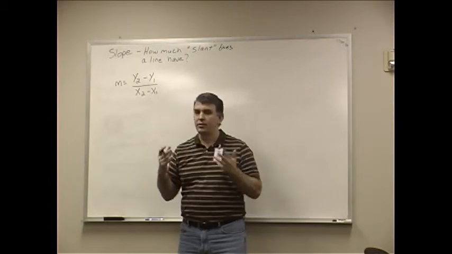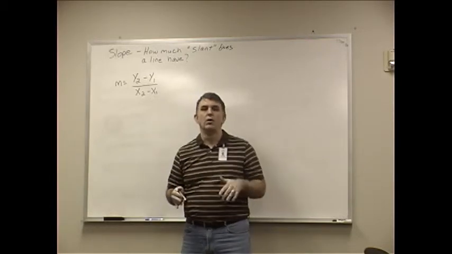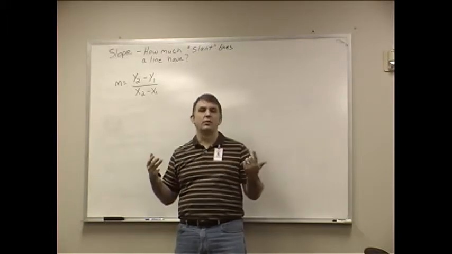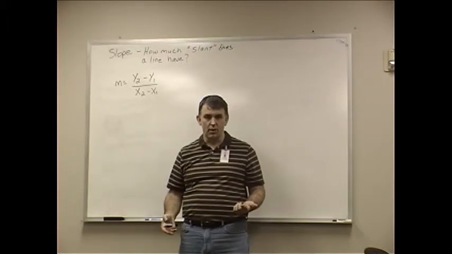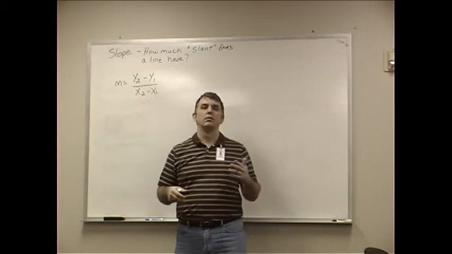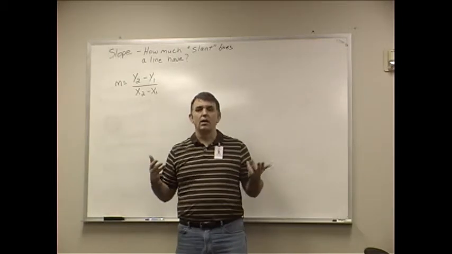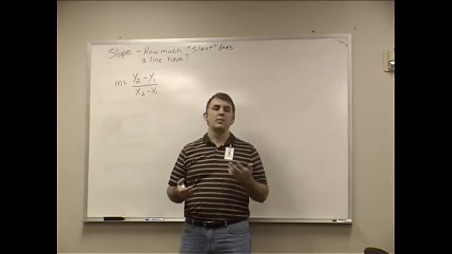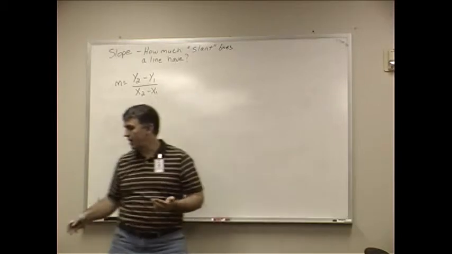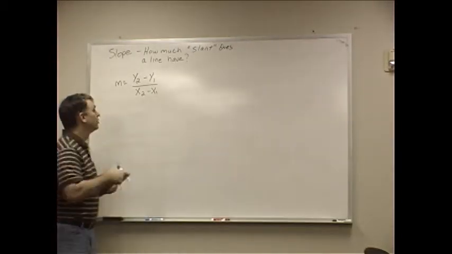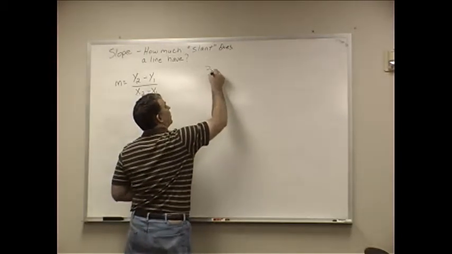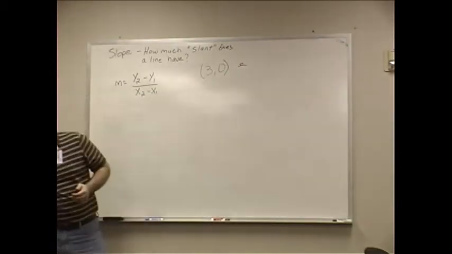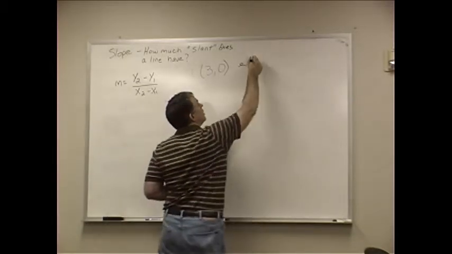So if you are sitting here and you're trying to figure out what this means, right now we're going to assign a number value to it. And we're going to work in a little bit on letting you get an idea of what those number values mean. So this is going to be a bit more mechanical as far as that goes. So let's do, for example, (3, 0), and let's try (0, -2).